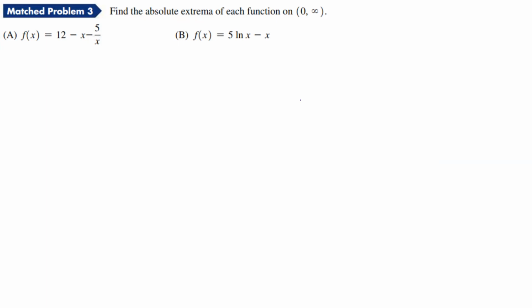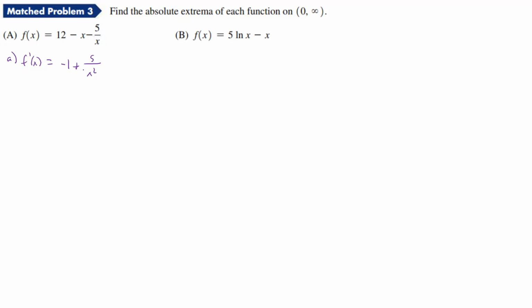So if we get a negative value or something for a critical number, then we know we can just get rid of it. So let's do A. So what do we need to do first? Well, our first thing is find the first derivative. Well, that goes away. We get a -1. And then this is actually x to the -1. And so a -1 times a -1 is going to be plus, and it's going to be a 5. And that becomes a -2. So then we have over x squared.